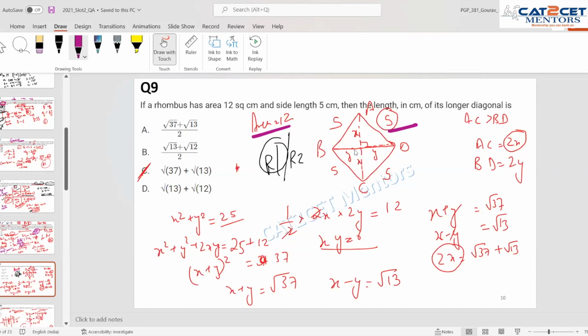If you know these 3 things, like you know the area of a rhombus, this property of rhombus, and Pythagoras theorem, then this was definitely a very easy question. And guys, in the paper don't leave this type of question, you should do these questions.